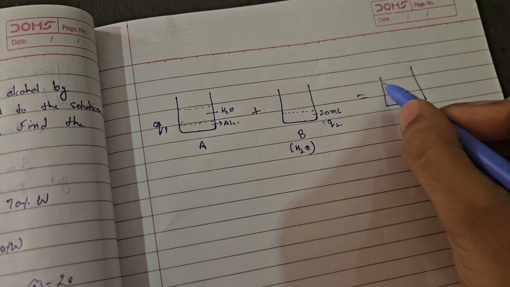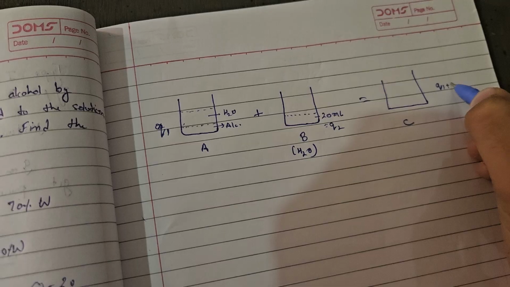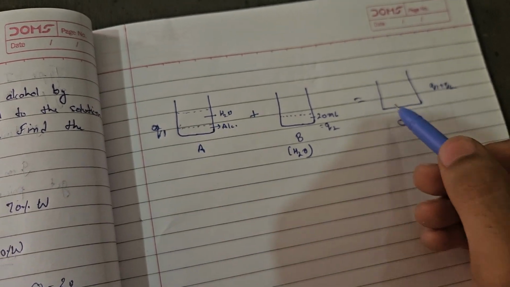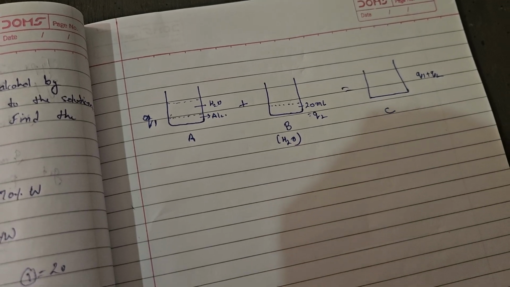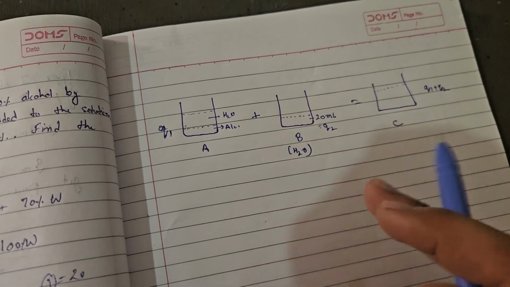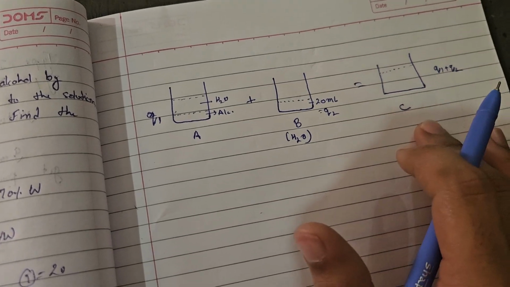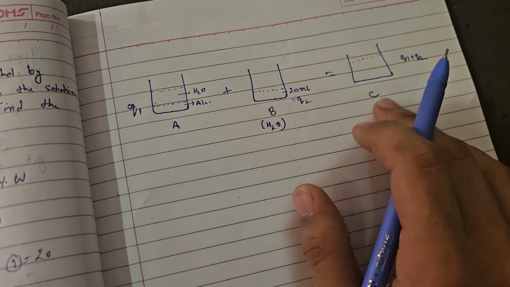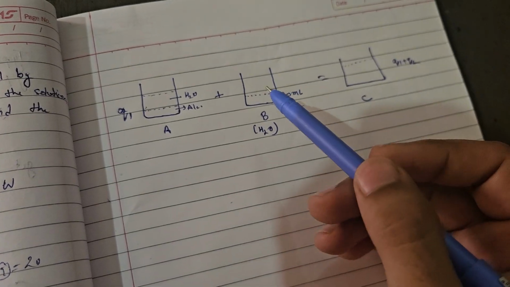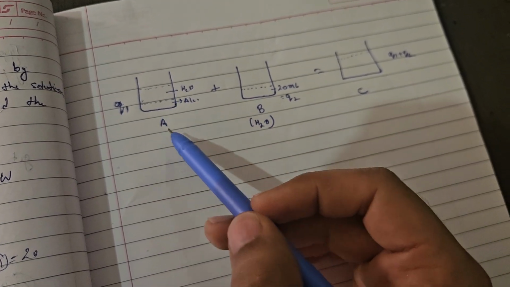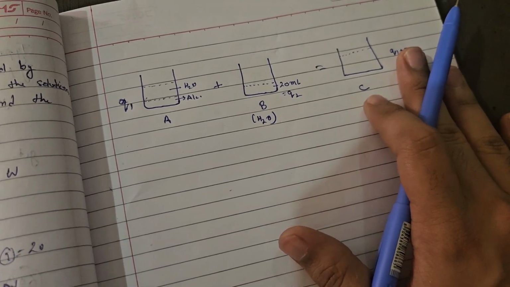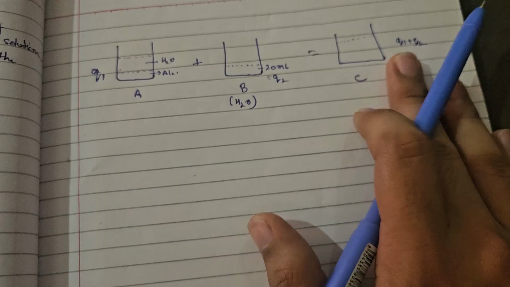So if A and B are mixed, we'll have Q1 plus Q2 as the quantity, and since this is water, the concentration of alcohol will be reduced in C, right? So I hope you're able to understand with this diagram what should be the expected final result in container C, right? So in container C, the quantity would be Q1 plus Q2, Q1 plus 20, right? And concentration of alcohol would be lesser as compared to that in A, right? So this is something that would be going on in container C. Now let's see how we can solve such a problem in 10 seconds with a very simple trick.